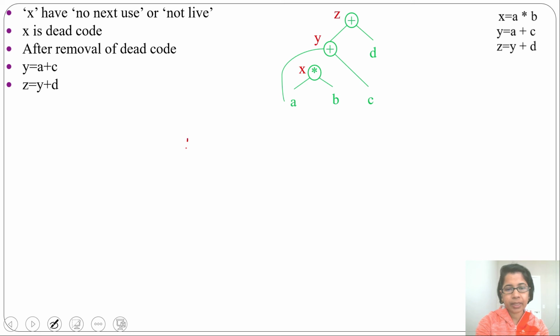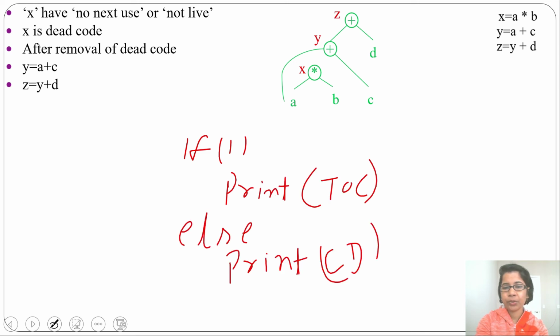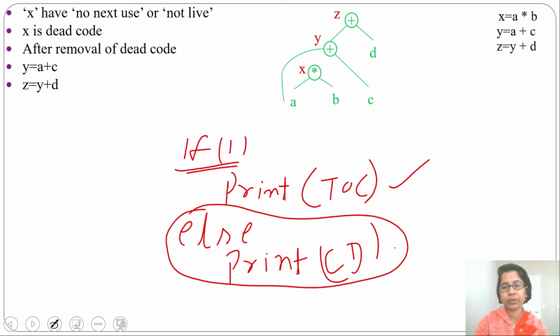Let's take a programming statement. If 1, then print DOC, else print CD. So if 1, this condition will always be true, it will always be satisfied. So it will always print DOC, it will not print CD, it will not go to the else part. So you can say this part is dead code as it will not be executed. It always executes the if condition, it will not execute the else part. So this is a dead code, we can remove it. Which are not executing or which have no use, we can say that is a dead code and we can remove that.